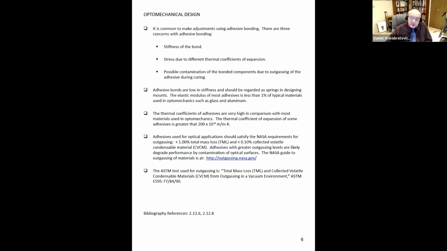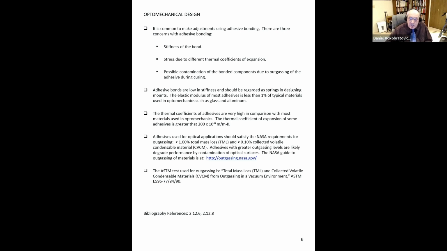Now, it turns out, as we will see, that this very high thermal coefficient of expansion is offset by the very low stiffness of the adhesives. That works out pretty well. Generally speaking, when we select an adhesive, we try to select an adhesive that satisfies the NASA requirements for outgassing. This means the adhesive has less than 1% total mass loss and about 0.1% collective volatile condensable material, or CVCM. This is based on the ASTM test.